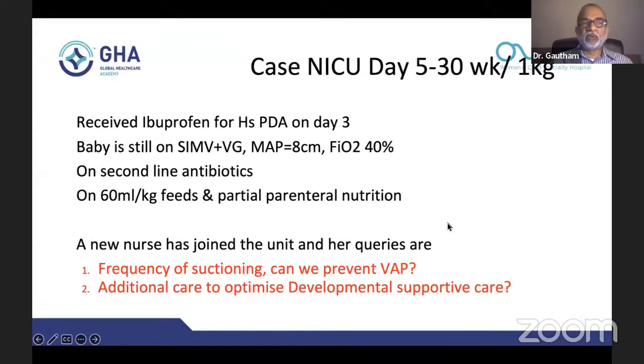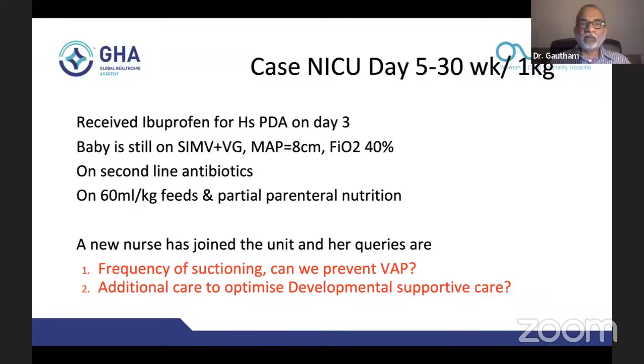And it's going to be hard to implement the entire NIDCAP program for babies, but you can definitely implement components of it, where you create nesting, minimize handling of the baby, cluster care, put boundaries around the baby, minimize sensory stimuli, and so on. So definitely ensuring that developmentally supportive care is provided along with ventilation is very, very important.